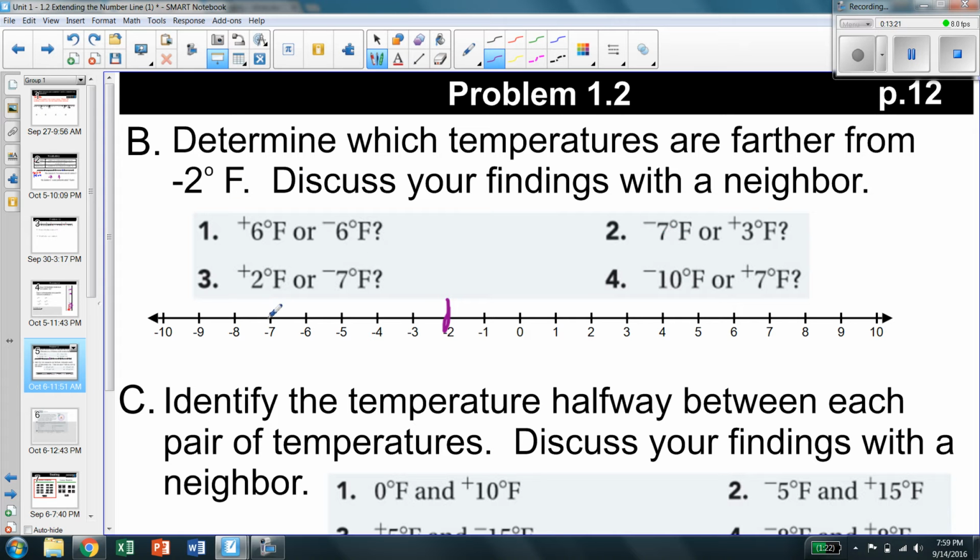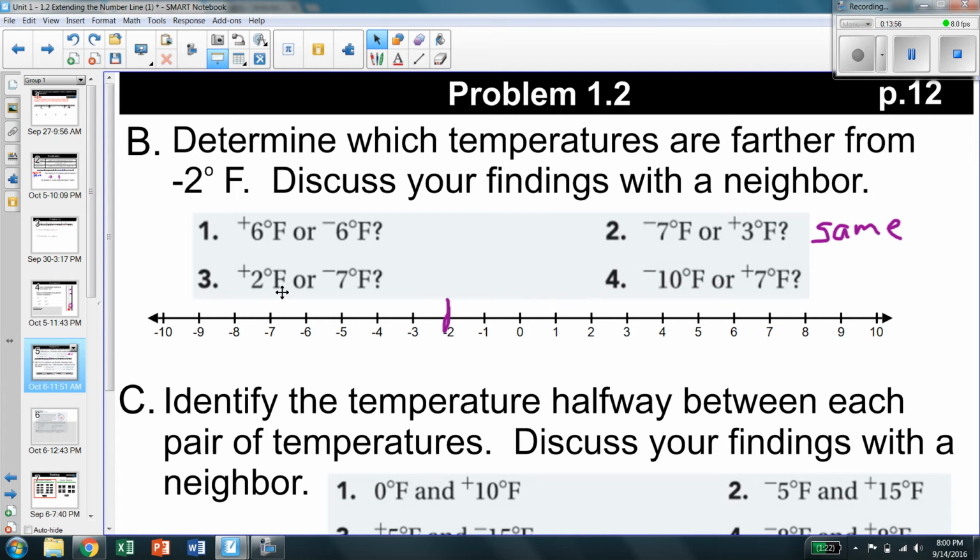-7 here or +3? Aha. 1, 2, 3, 4, 5. 1, 2, 3, 4, 5. Oh, they turn out to be the same. These ones are the same distance away from -2. So that was kind of a trick question. Turns out they're the same. Hey, nothing wrong with that. You have to be ready for it. Sometimes that turns out to be the case.